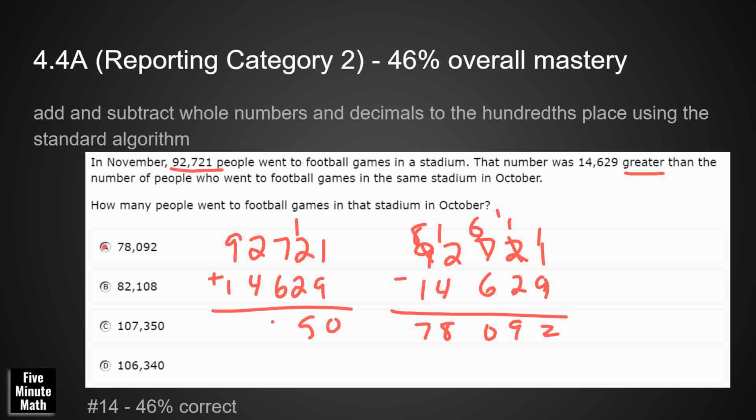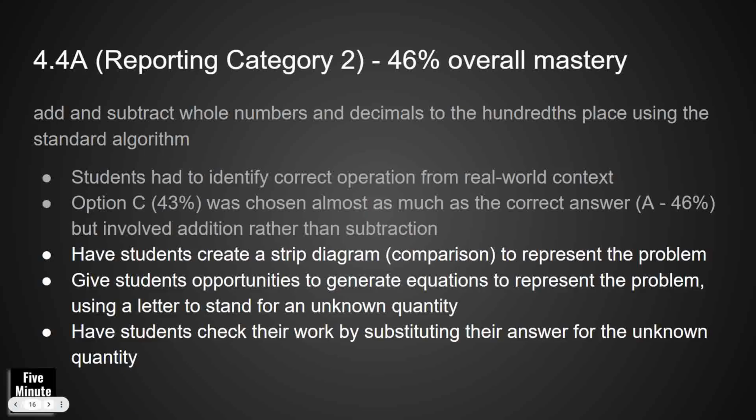And guess what we're going to find? We're going to find that is one of our answer choices right there. Only 46% of our students got this correct by choosing the correct operation. So students had to identify the correct operation from real world context here. They had to figure out that they needed to subtract without any big keywords. Greater was the only kind of clue they had there.